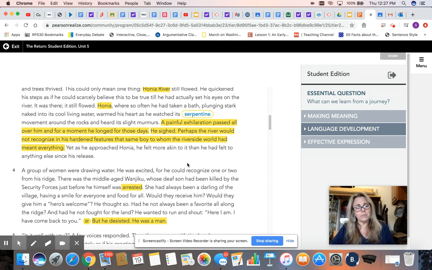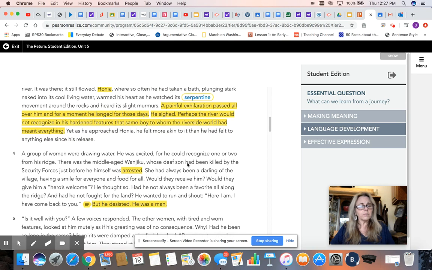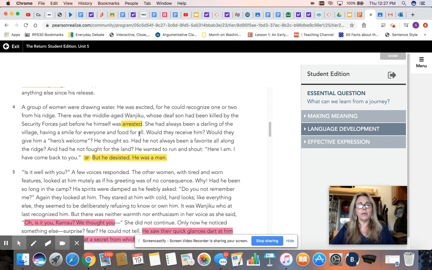Okay, so he then approaches these women. He's so excited, y'all. This is where the word expectation comes in. He had this expectation that they were going to be so excited to see him. Like, he was the village favorite kid. They loved him. He says so right down here.